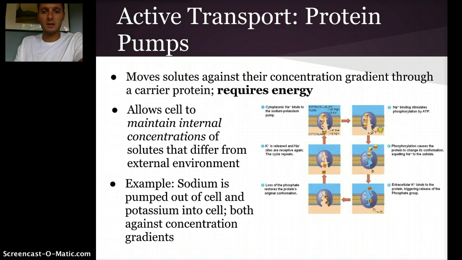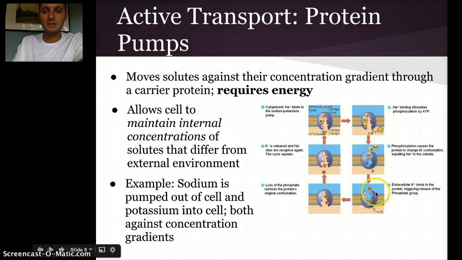And so here's a nice diagram that explains what's happening. We've got sodium binding sites and phosphorylation by ATP. So ATP comes along and it binds to our carrier protein here. We've got sodium that's already been put into our carrier protein. And as a phosphate is released from that ATP, phosphorylation causes the protein to change its conformation, releasing the sodium to the outside. So ATP loses a phosphate and becomes ADP, and that causes the protein to change its shape and it releases the sodium out of the cell.